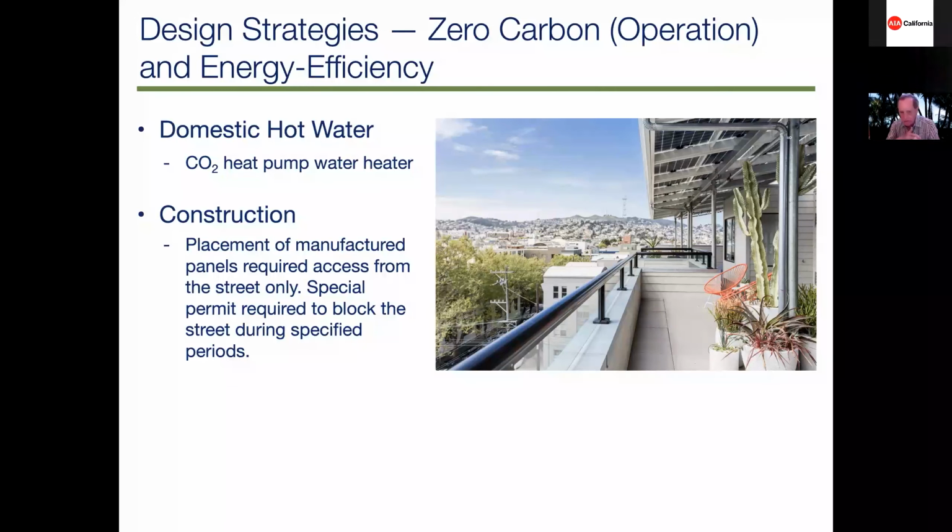That required a city permit, took time, and time is money for developers. He told me he would never do it again in an urban setting. He liked it very much for when he has room to get a crane. He likes the manufactured panels very much, but otherwise don't do it in an urban setting.